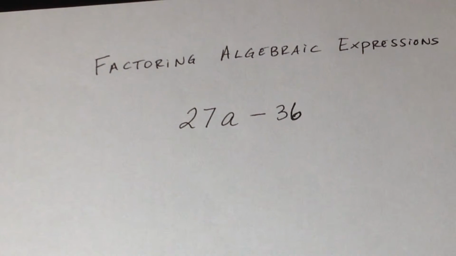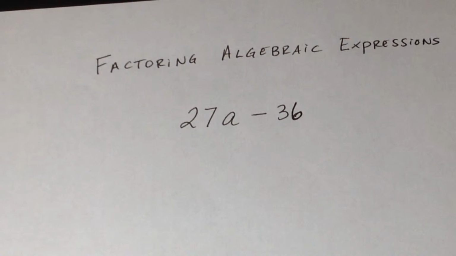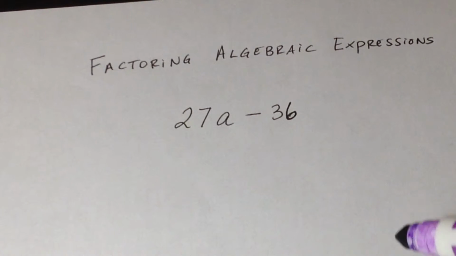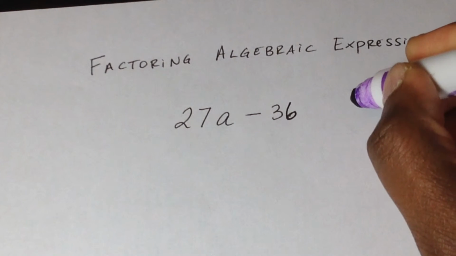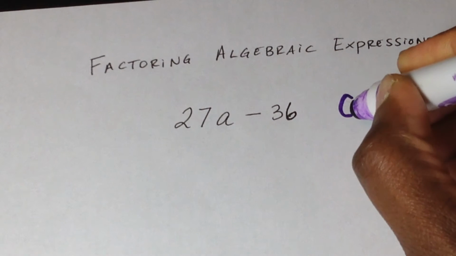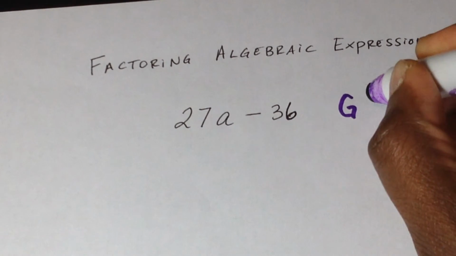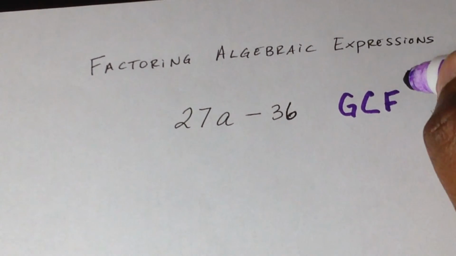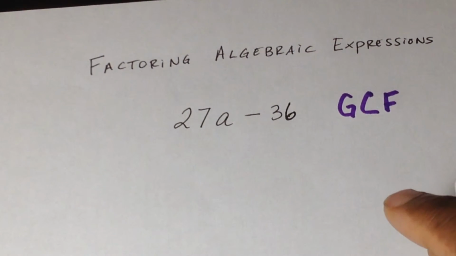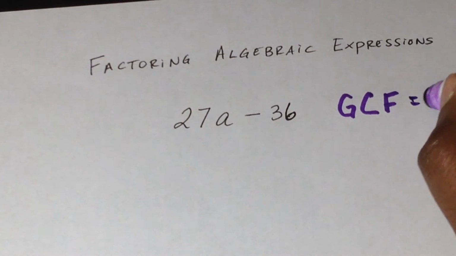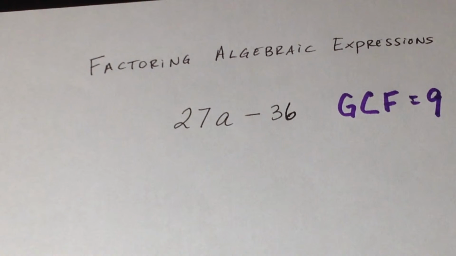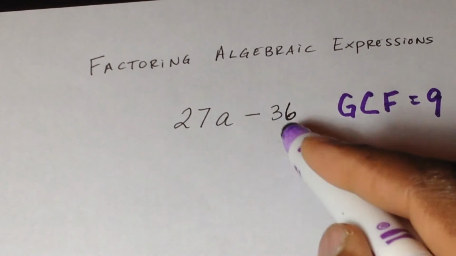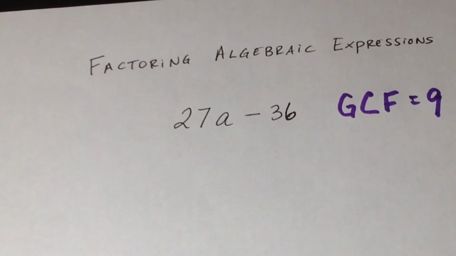Okay, here we go. So now we're going to factor 27a minus 36. Before we start, we have to find what's called the GCF. Now, GCF is the biggest number that I can use to multiply. The GCF stands for greatest common factor, and the greatest common factor here for 27 and 36 is 9. 9 is the biggest number I can use in order for me to factor out for 27 and 36.